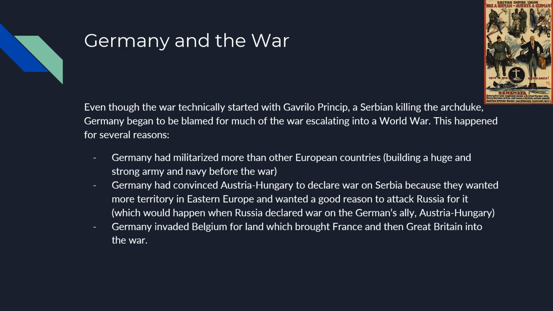hey, because you built all of this up, you put the wheels in motion, you created that tension where this blew up into something more. Germany had also convinced Austria-Hungary to declare war on Serbia because they wanted more territory in Eastern Europe. They wanted a good reason to attack Russia, which would happen when Russia declared war on Germany's ally, Austria-Hungary.